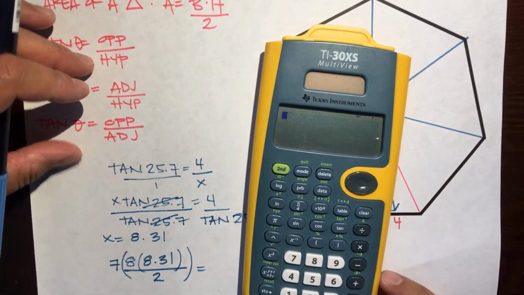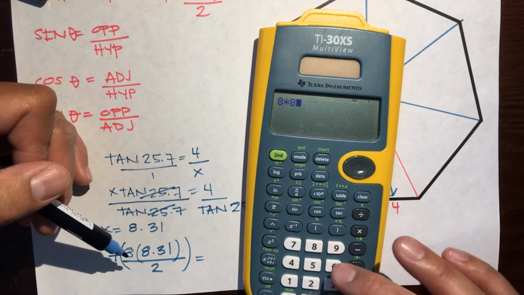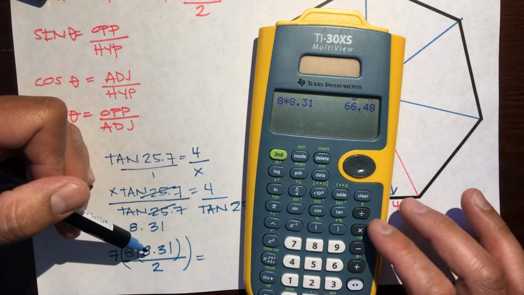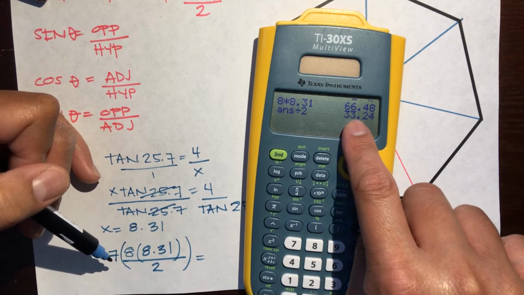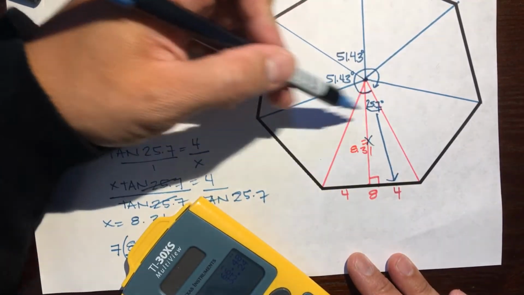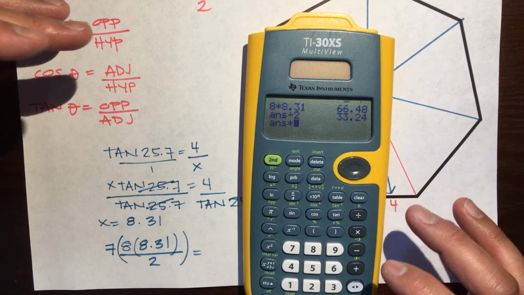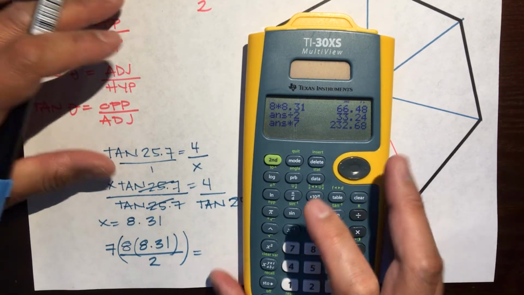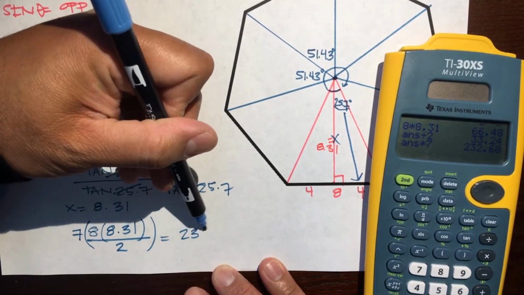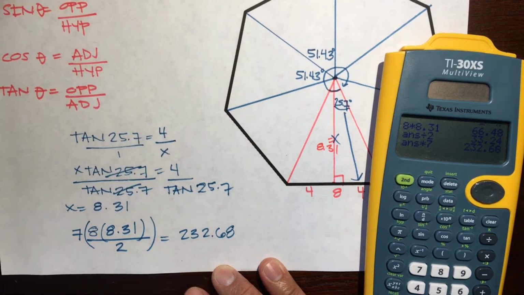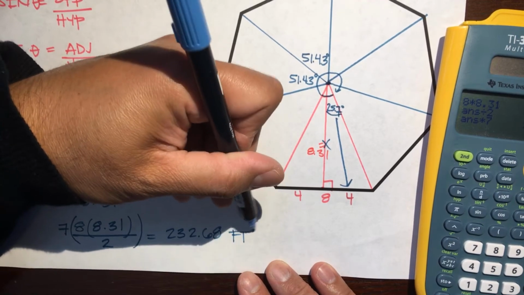So let's put this in our calculator. 8 times 8.31 and divide that by 2. And we're going to multiply that by 7. So this 33.24 represents the area of one of these triangles. There's 7 of them, so we're going to multiply it by 7. And we will get 232.68. And what is this? This is in feet, so feet squared.